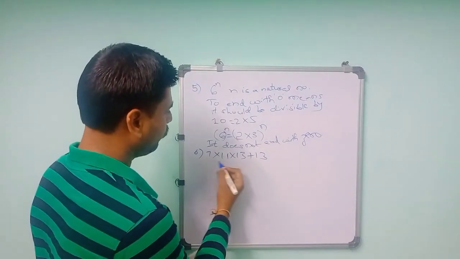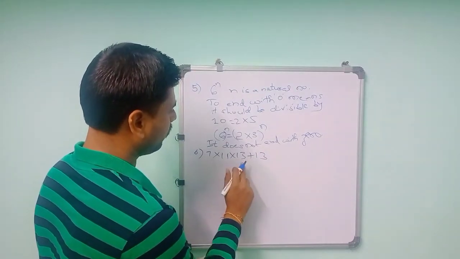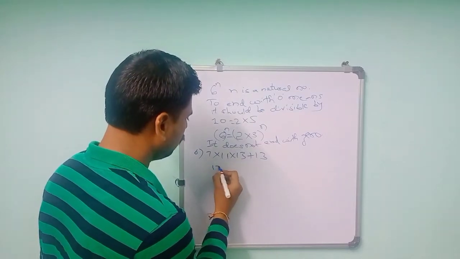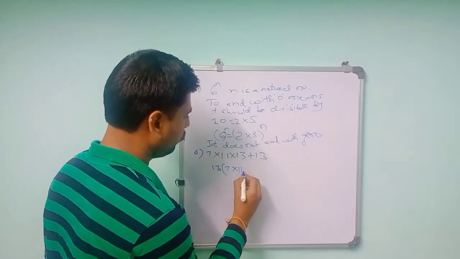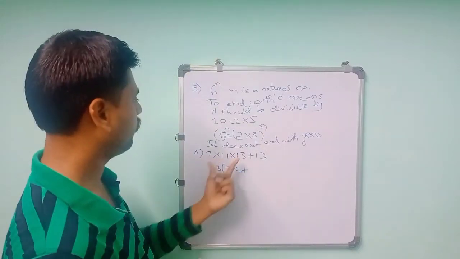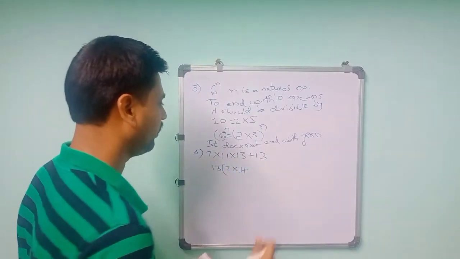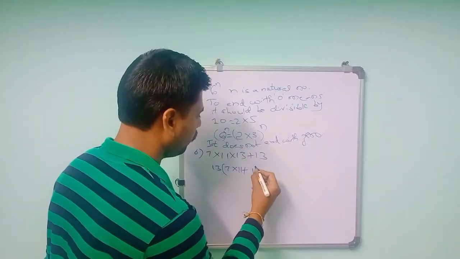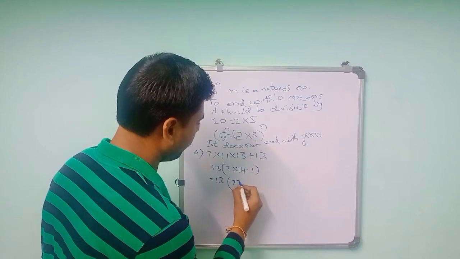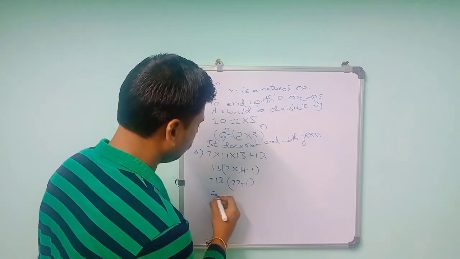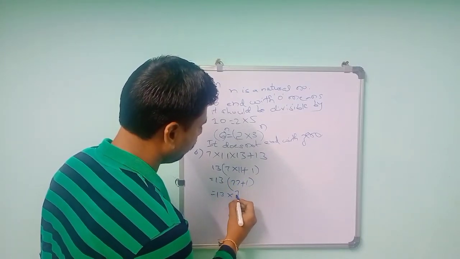So here, which is common? In 7 into 11 into 13 plus 13, you take 13 common. If you take 13 common, what is remaining? 7 into 11. So 13 into 7 into 11 plus 13 into 1. So you have to put 1. It becomes 13 into (77 plus 1), which is equal to 13 into 78.